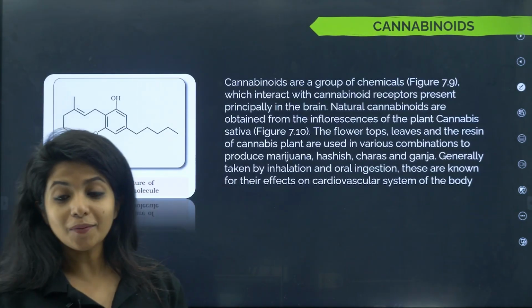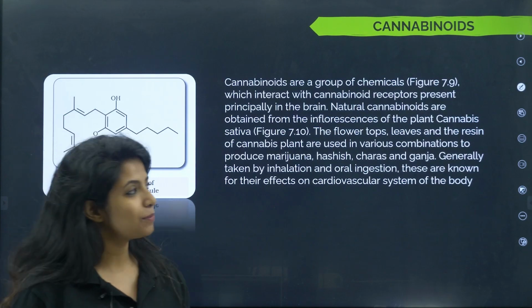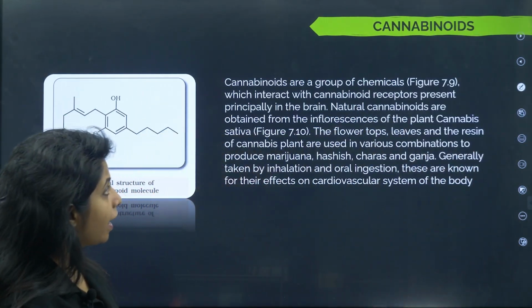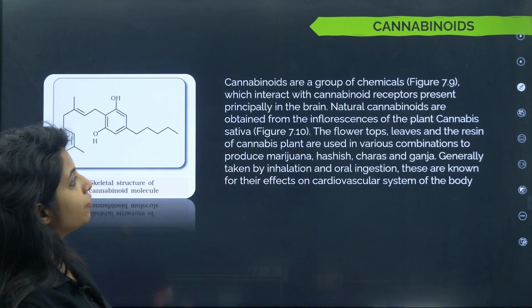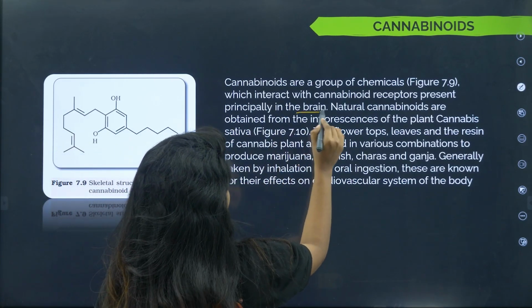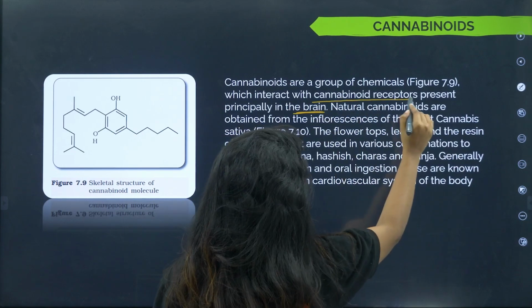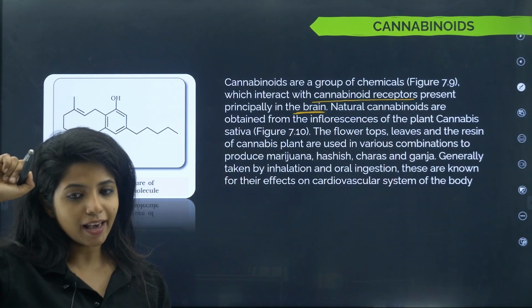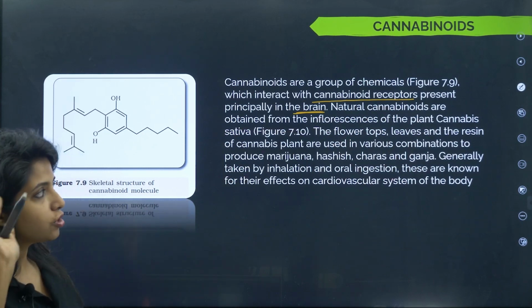Now let's go ahead with cannabinoids. What is it about cannabinoids? Let's read it, children. Again, we have the same things to do. Okay, cannabinoids are a group of chemicals which interact with cannabinoid receptors present principally in the brain. Will you be able to remember it? Where is it, children? Cannabinoid receptors are in the brain. Okay, earlier it was the gastrointestinal tract and CNS, here just the brain.